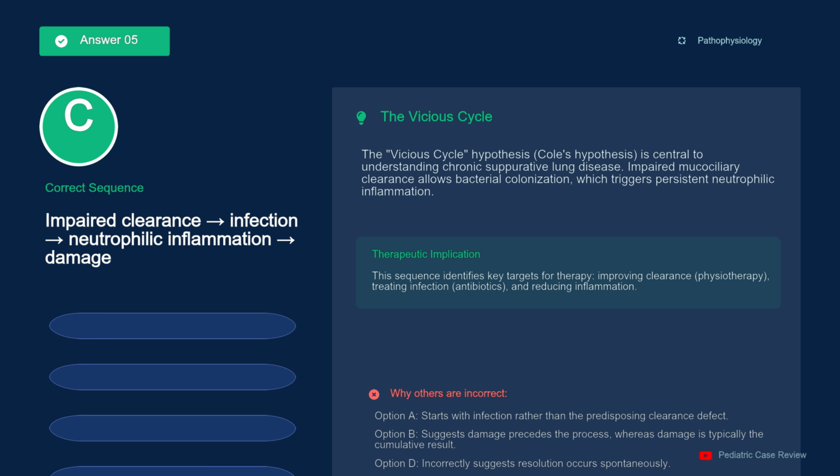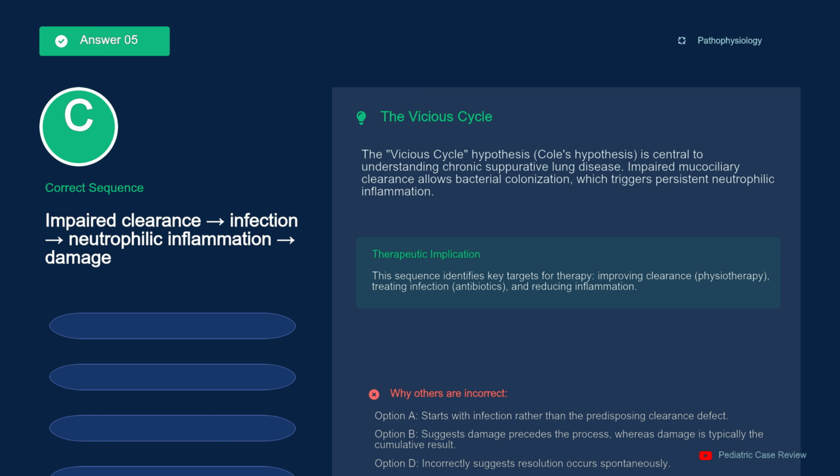The correct answer is C, impaired clearance leads to infection, then neutrophilic inflammation, then airway damage. This sequence accurately explains disease progression and identifies targets for therapeutic intervention. Impaired mucociliary clearance, whether from congenital defects, viral injury, or aspiration, allows bacterial colonization. Persistent bacteria trigger intense neutrophilic inflammation, releasing proteases and causing progressive airway damage. This damage further impairs clearance, perpetuating the cycle.